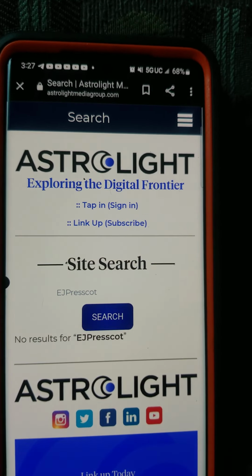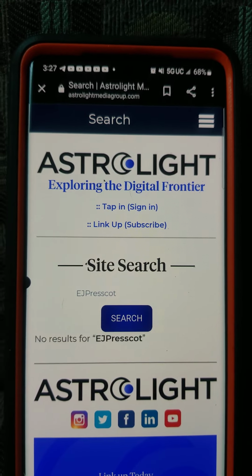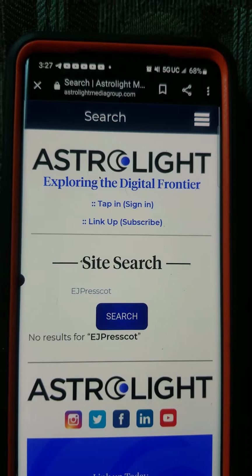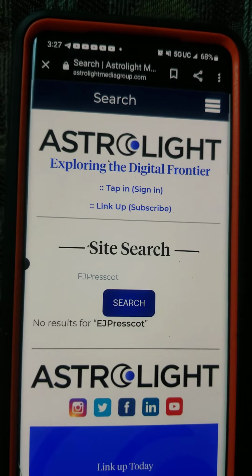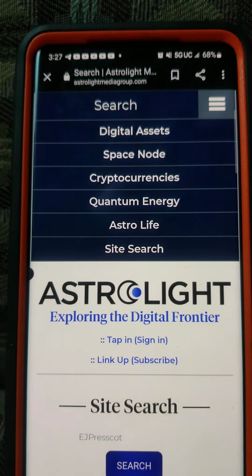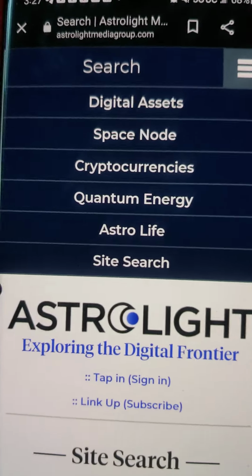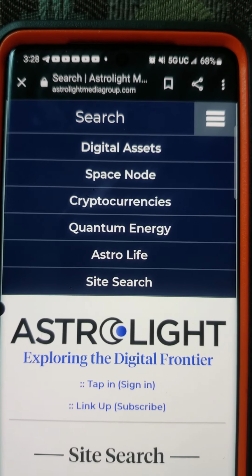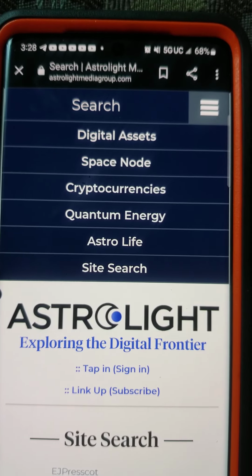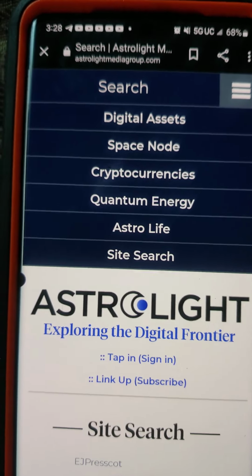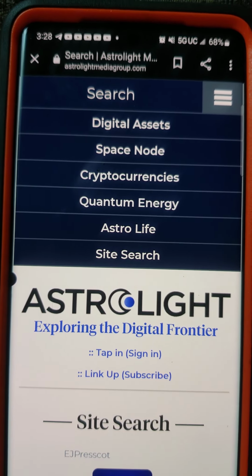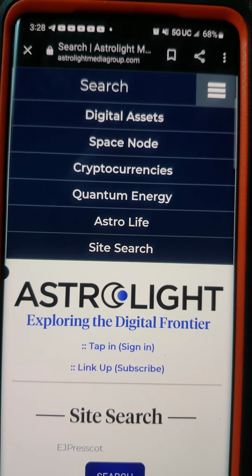So here we got a media group. It's called astrolightmediagroup.com. Astro. And why is that? I connect that Astro is because this has nothing but cryptocurrency information. Digital assets, place nodes, cryptocurrencies, quantum energy, Astro Life, site search. What is an Astro? Do you even know what an Astro is? An Astro is a light. Is the light. Okay.